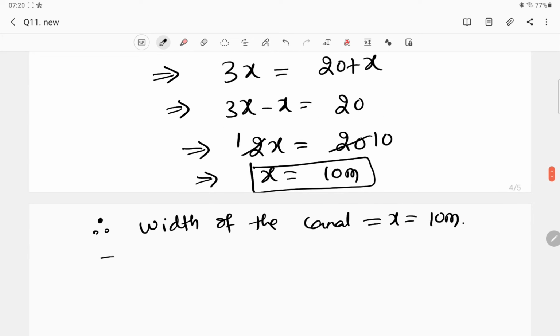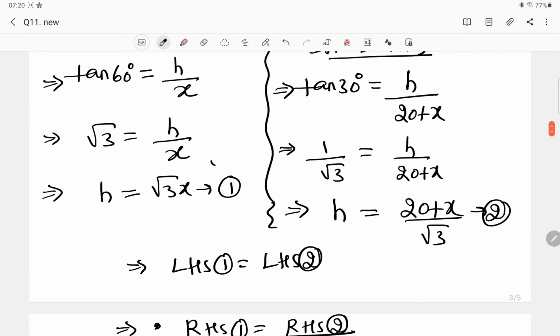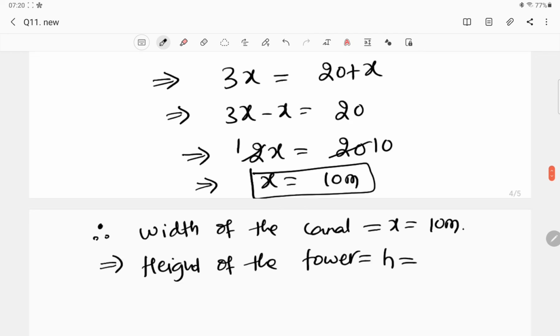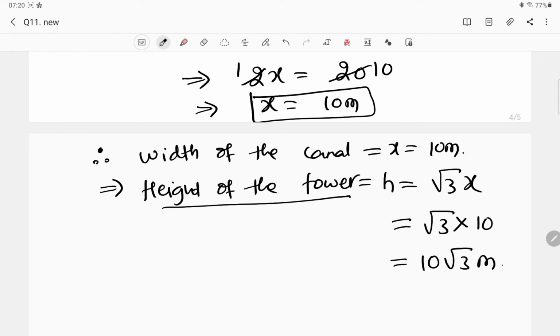Now we want the height, right? Height of the tower, or the TV tower. Height of the tower is equal to h. What is the formula for h? Look at this, this is root 3x. So let me write it as root 3x. Root 3 into x, where x is 10, becomes 10 root 3 meter. So this is the height of the tower.